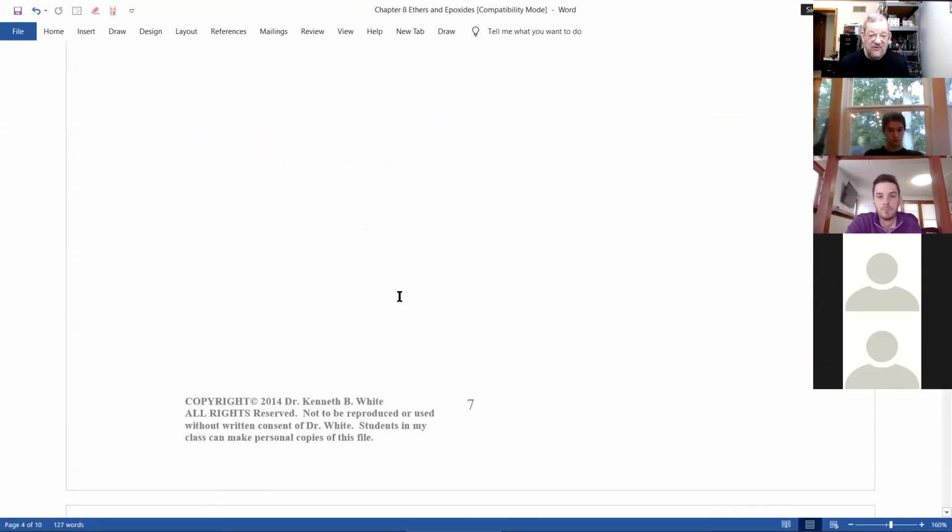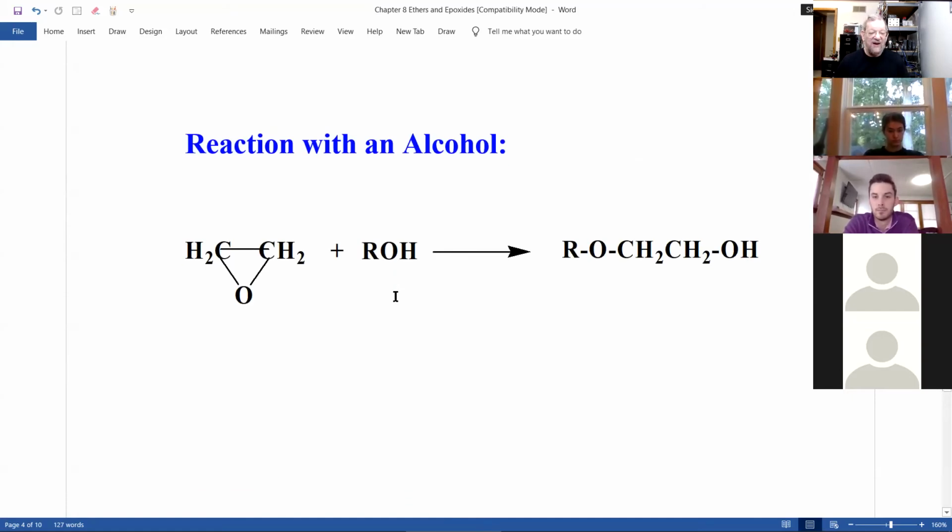Well, what's a good reaction to do? Well, reacting ethylene oxide with an alcohol. You take an alcohol, react it with ethylene oxide. This will work with any epoxide, but we'll stick this semester to ethylene oxide. You form this new molecule.